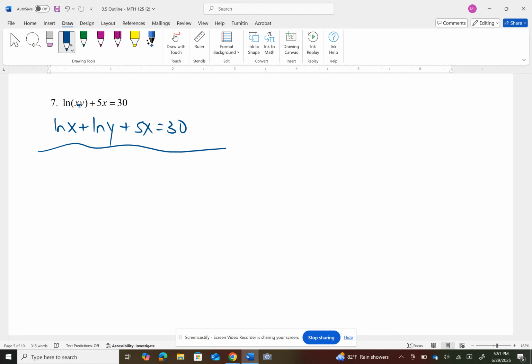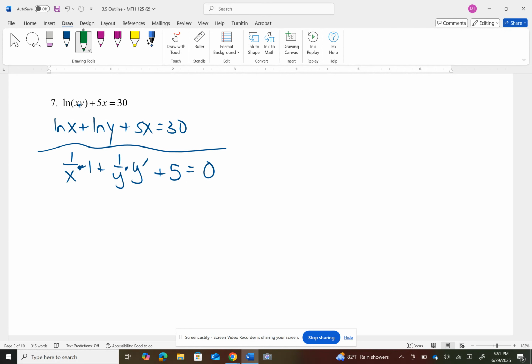Okay, so the derivative of ln x is 1 over x times the derivative of x, which would be 1. Derivative of the natural log of y will be 1 over y times the derivative of y, which would be y prime, because we're doing the derivative with respect to x. And then derivative of 5x would be 5. The derivative of 30 would be 0.